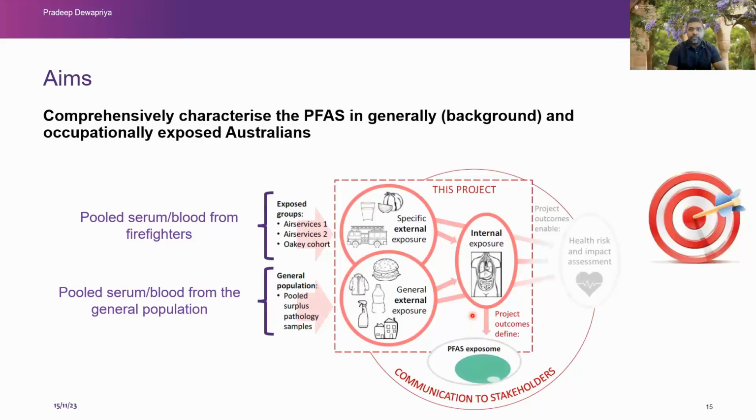In our project, we aim to develop a non-target workflow to characterize PFAS in the Australian population comprehensively. We aim to analyze PFAS in the general population and occupationally exposed Australians using general population and firefighters' serum and blood samples. In this project, the key challenge is to develop a sensitive analytical workflow to detect and identify a broad range of PFAS in serum and blood samples.